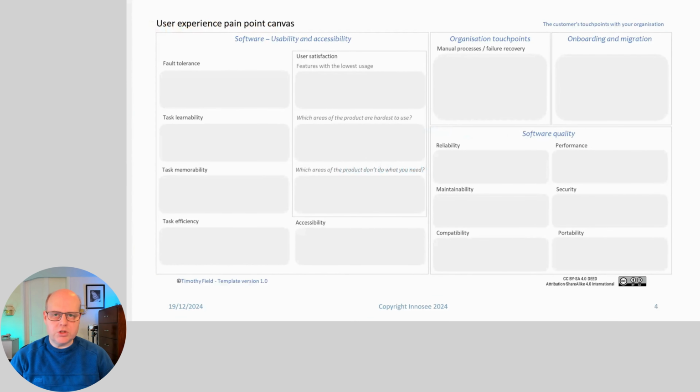The canvas itself consists of 4 sections, starting with software, usability and accessibility, organizational touchpoints, onboarding and migration, and software quality.